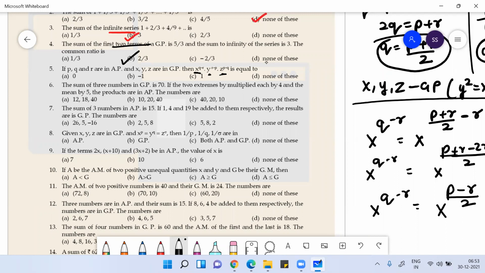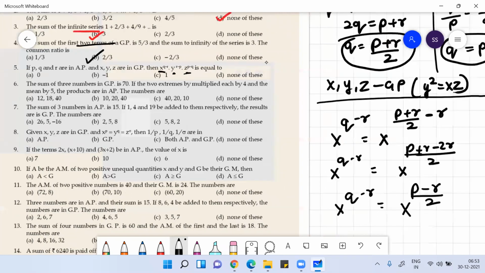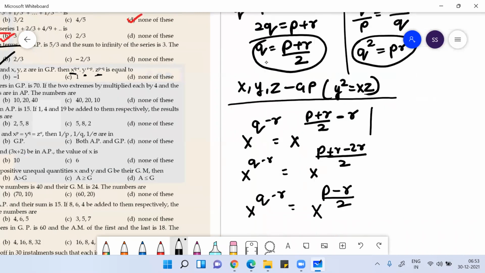Then I know that Y square is equal to XZ. Here it is written Y to the power R minus P. So I can write this as Y is equal to XZ to the power 1 by 2.